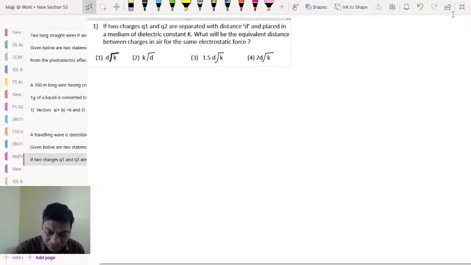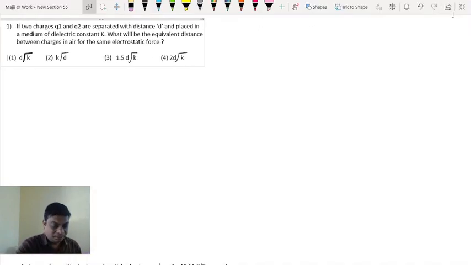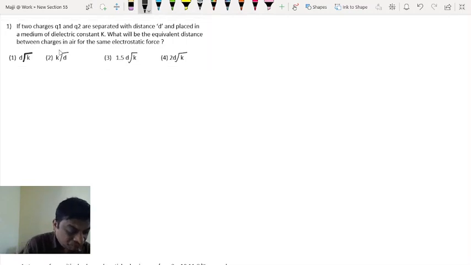Right. So we'll start. Today I came with two questions based on electrostatics. This has been picked from the morning shift, 24th January 2023, JEE Mains exams. So let us start. The first question is, if two charges Q1 and Q2 are separated with distance d and placed in a medium of a dielectric constant K, what will be the equivalent distance between the charges in air for the same electrostatic force?